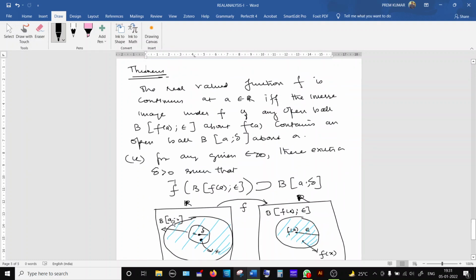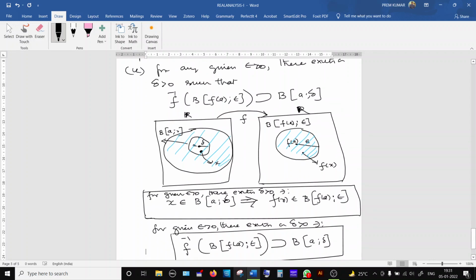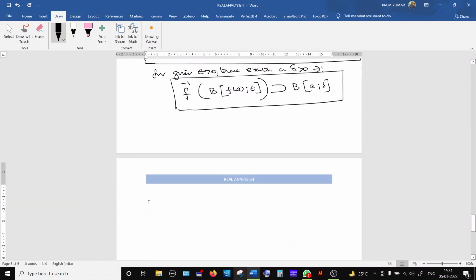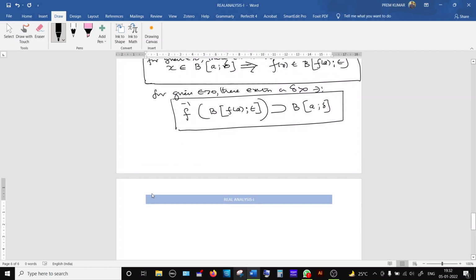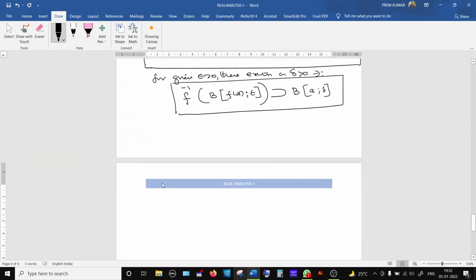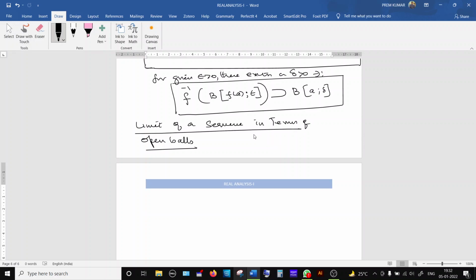In this chapter we are going to study the reformulated definitions. Already we studied them, and now we are studying them in terms of open balls. And finally we studied sequences. The same thing I am going to define in terms of open balls: the limit of a sequence in terms of open balls. This is the next concept we are going to study.